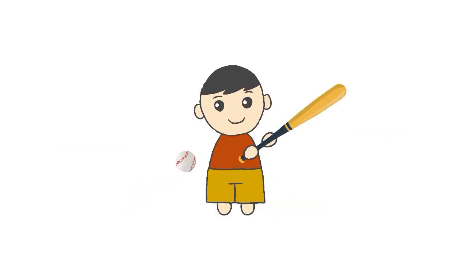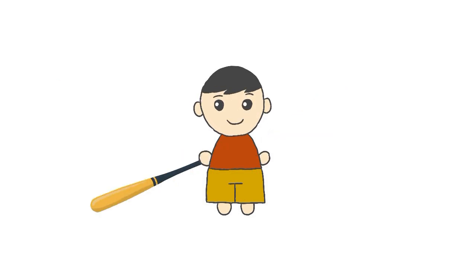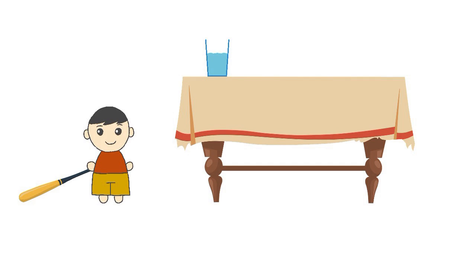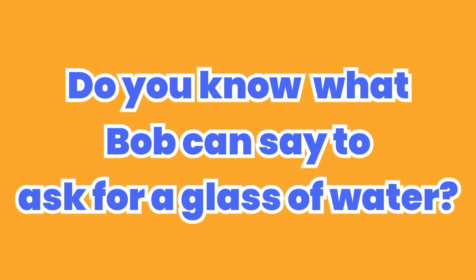Bob has been playing hard all day. He is now very thirsty and could really use a drink. To get a glass of water, Bob has to ask for one. But Bob doesn't know how to ask for water. Do you know what Bob can say to ask for a glass of water?